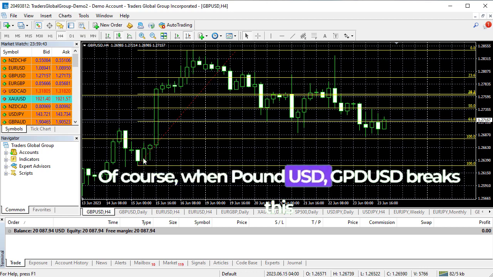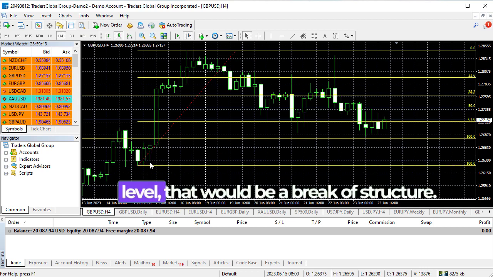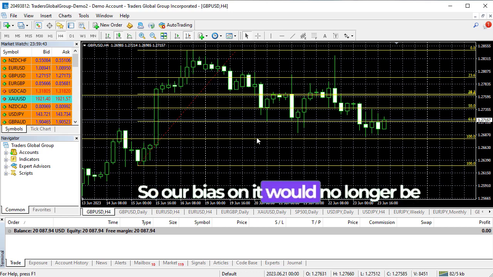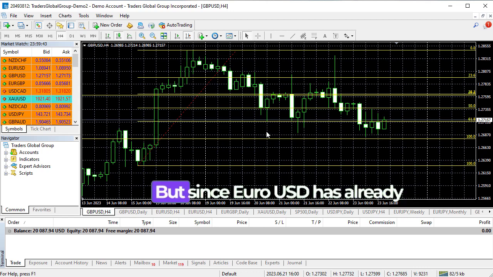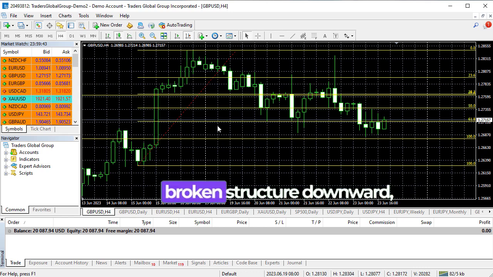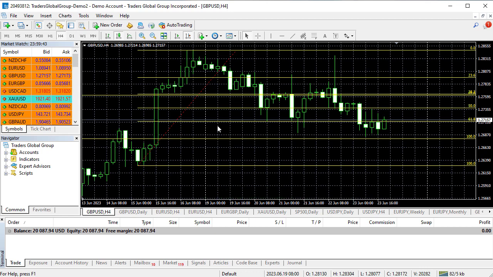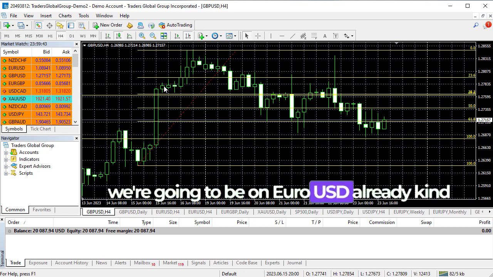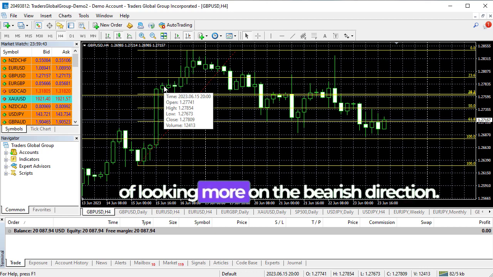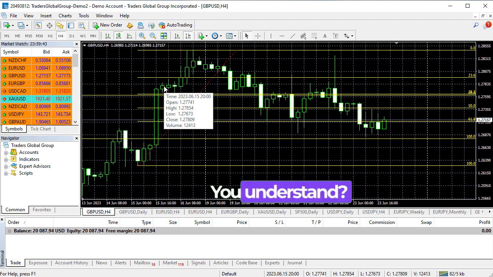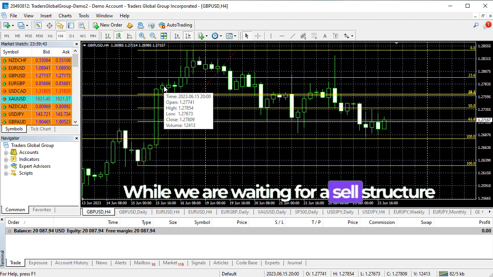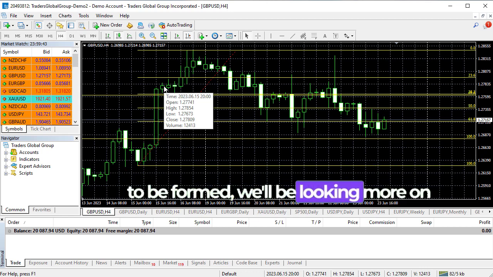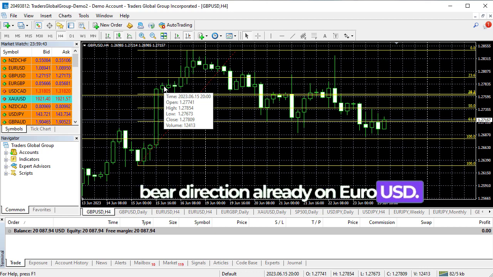Of course, if Euro USD breaks this level, that will be a break of structure, so our bias on it will no longer be bullish and will now be more bearish. But since Euro USD has already broken structure downward, we're going to already be looking more in the bearish direction on Euro USD. You understand? We're going to be looking more at the bearish direction on Euro USD while we are waiting for a clear structure to form.